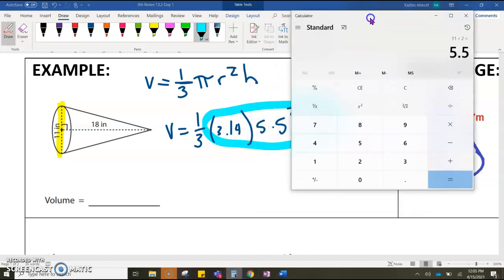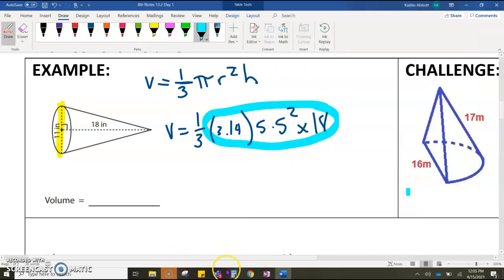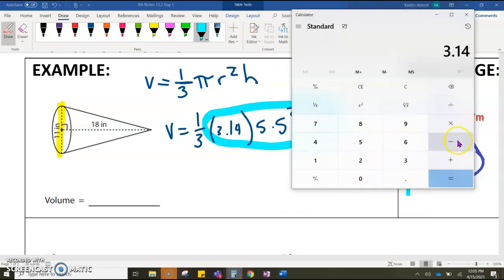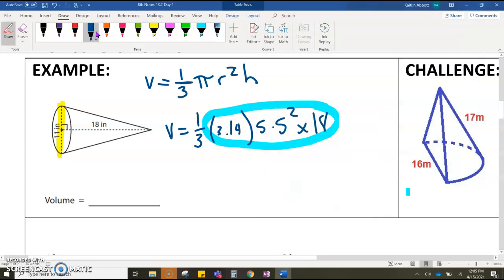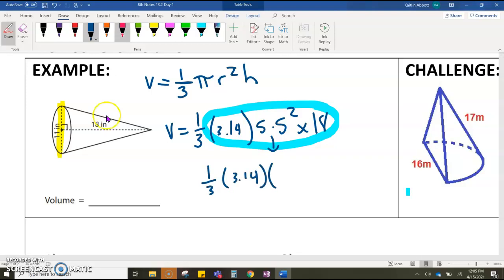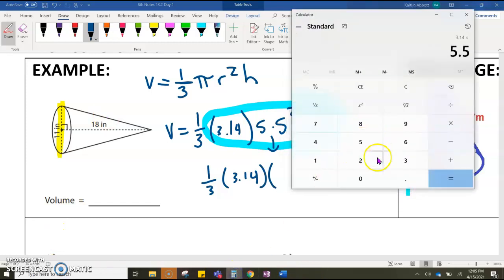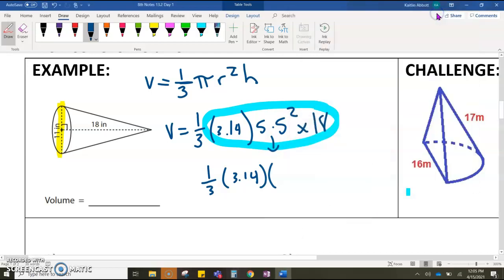So I'm going to get the calculator. Actually, remember, Ms. Abbott almost forgot what we did. I wanted you to solve this first. So 1/3 times 3.14, and let's get 5.5 squared. That way we can show it on the calculator and make sure it's not messed up. 5.5 squared is 30.25. So now we've got 30.25 times 18.